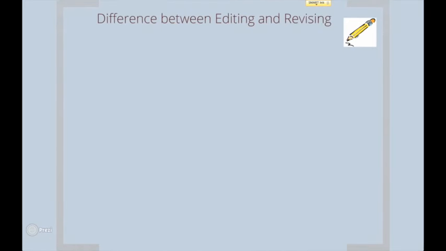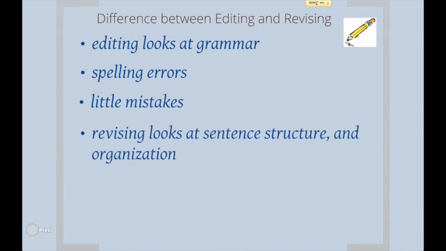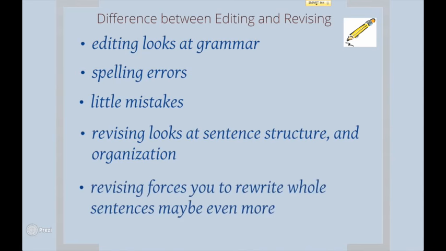So, the difference between editing and revising. Well, editing, for the most part, looks at grammar, a little bit of spelling errors, and little mistakes, whereas revising is looking at sentence structure and organization of the essay, and revising really forces you to rewrite whole sentences, maybe even more, like relocating paragraphs, shifting them around, definitely more in-depth fixing of your writing, whereas the editing is small, piddly little things, right?